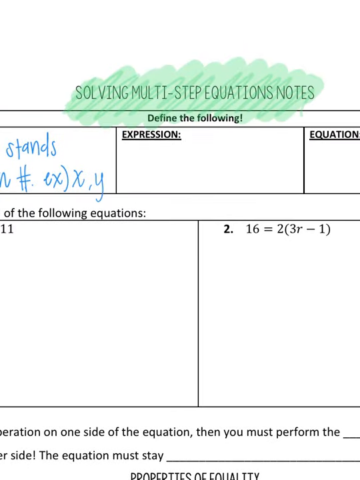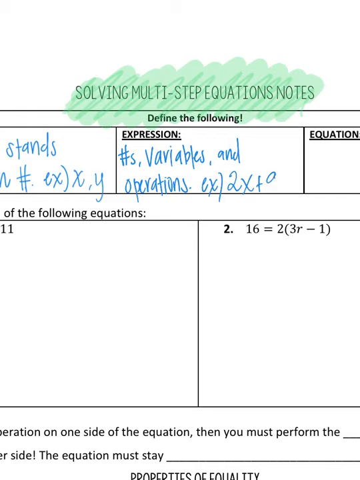Moving on over to expression. An expression is when you have numbers, variables, and operations. You can kind of think about it like a math sentence. Now, notice how when I say this word expression, I did not say equal sign. It's just a simple sentence that has numbers, variables, and operations. So, for example, 2x plus 9 is an example of an expression.